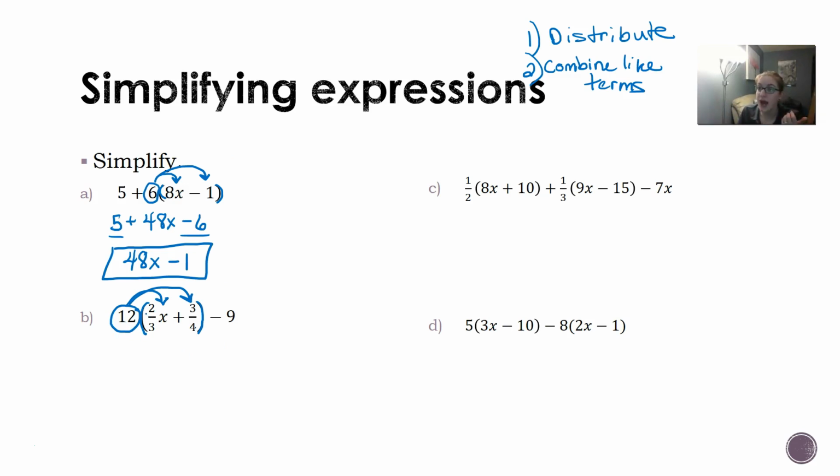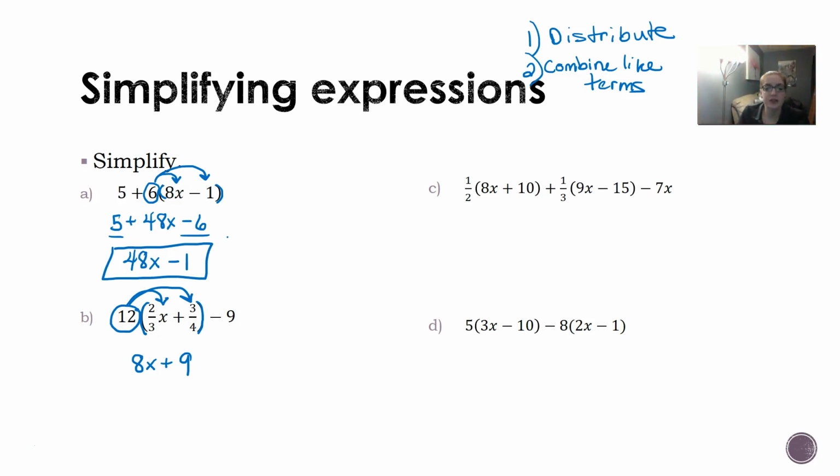And we know how to deal with fractions now. We just get our calculator, plug it in, done and done. So the first one is 12 times 2/3. So 12 times 2 divided by 3 is going to get you 8. So we have 8x plus, and again, 12 times 3 divided by 4. That will get you 9.